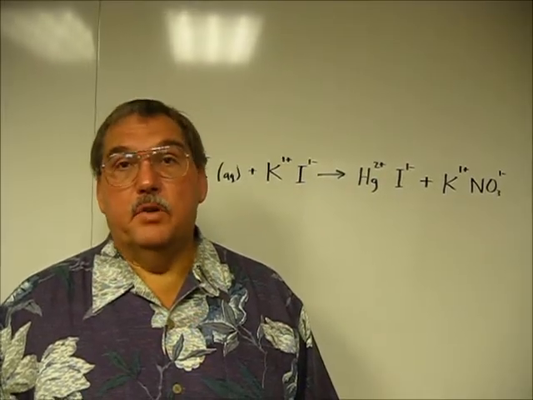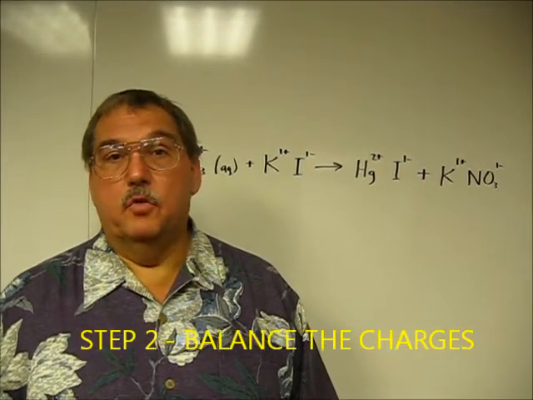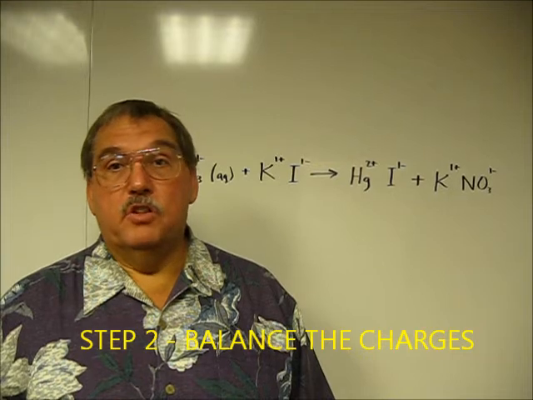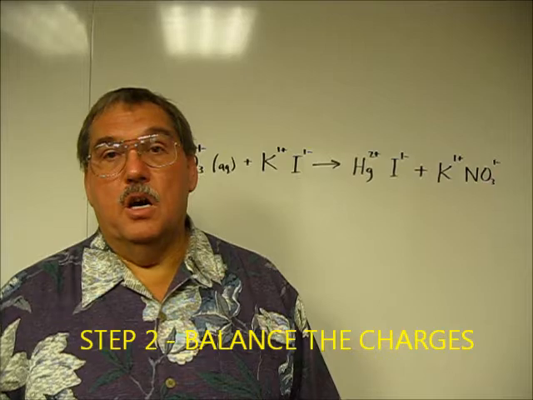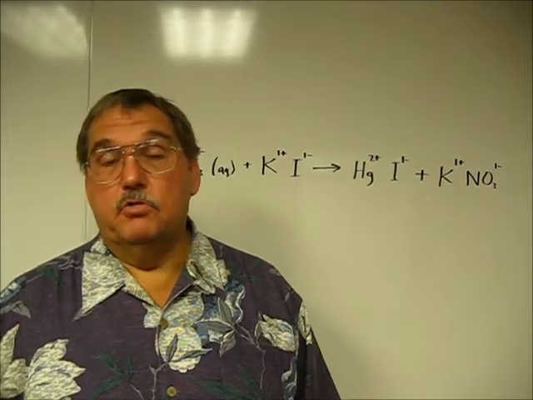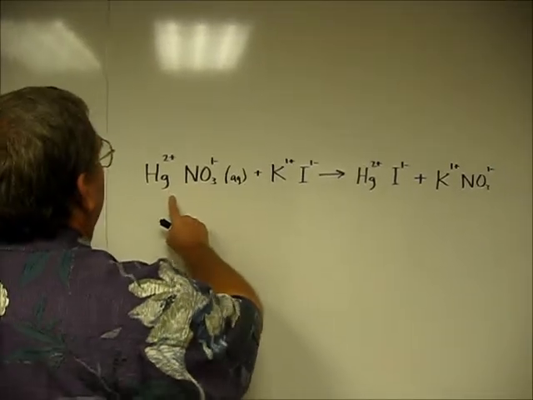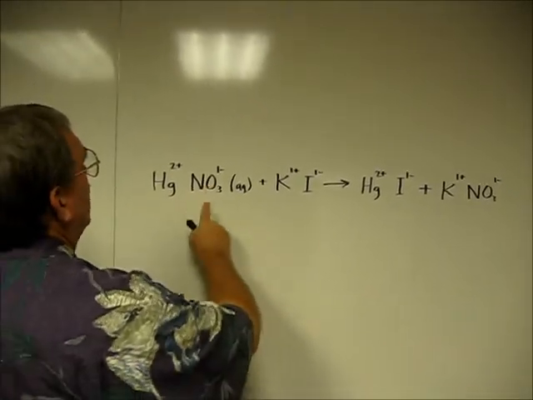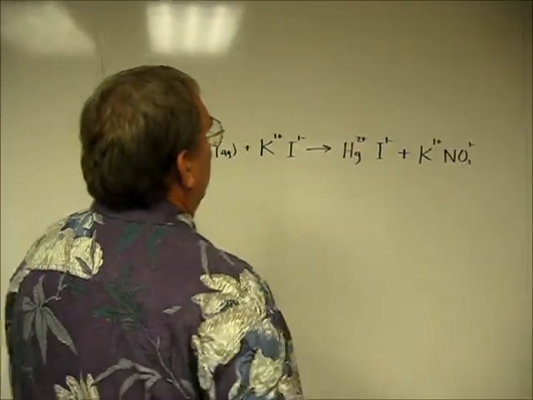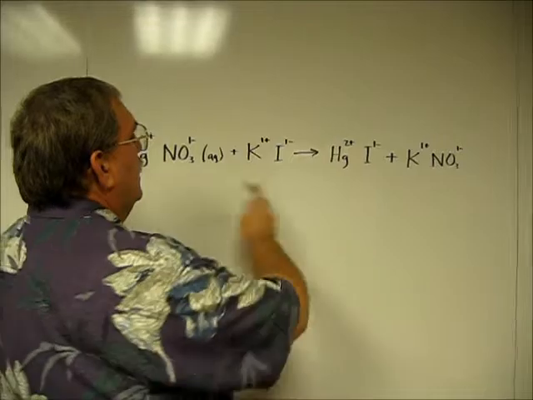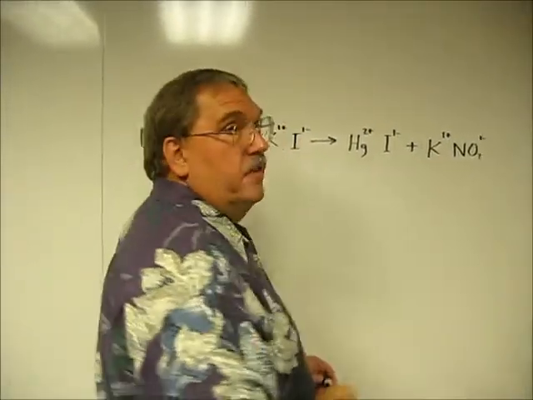In step 2 of the process, we balance the charges of the reactants and products to get the correct formula. We can use the crisscross method. We have to balance the charges knowing that each compound must result in a neutral charge. We've shown the charges again, the mercury with 2+, nitrate ion with 1-, potassium with 1+, iodide with 1-. In exchanging the ions from step 1, we've assigned the charges in a similar fashion.